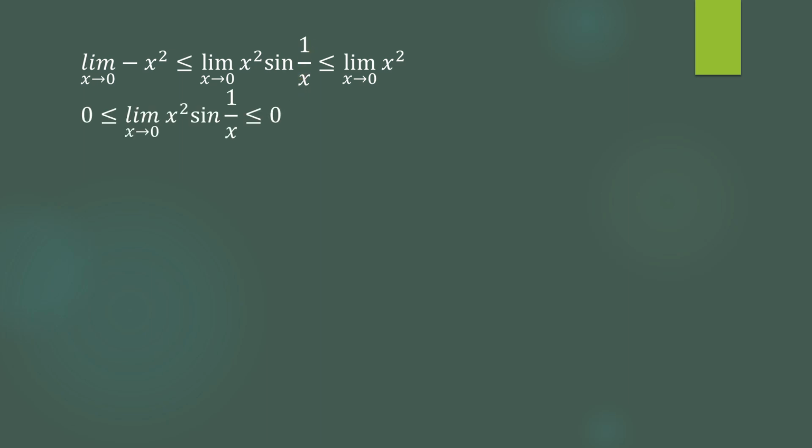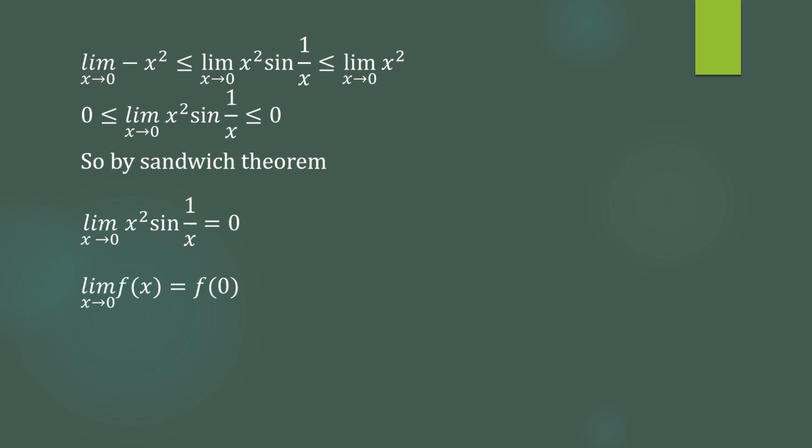So what we get? 0 is less than limit x tends to 0 of x square sine of 1 upon x, which is less than 0. So that implies, by the sandwich theorem, limit x tends to 0 of x square sine of 1 upon x is 0. f of 0 was also 0, and so the limiting value is the same as the f of 0 value, and so we can say that f of x is continuous at x equal to 0.